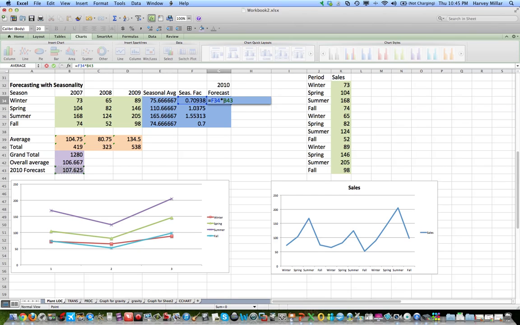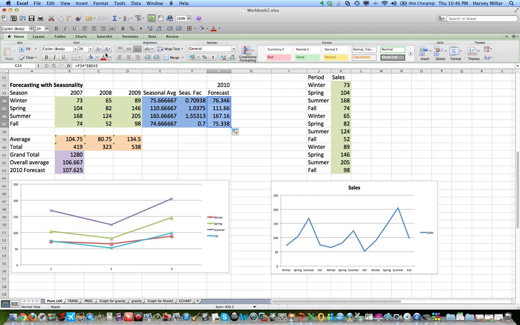And I want to lock B43 because I'm going to use the same value in computing the others. Lock that. And so here we go. And so here is our 2010 forecast. We're expecting 76. If we round that up, let's round it to nice numbers. Go back to home. And we will remove. So there we go. We're expecting demand to be for winter 76.